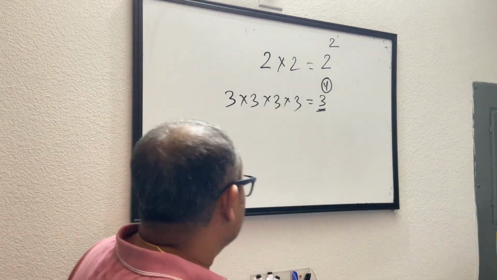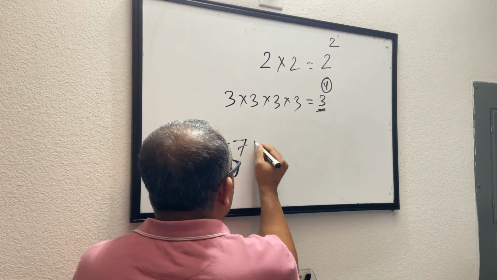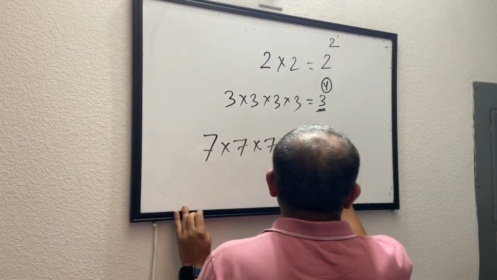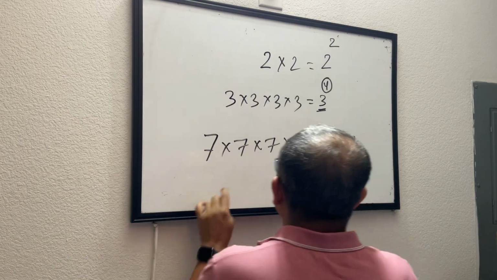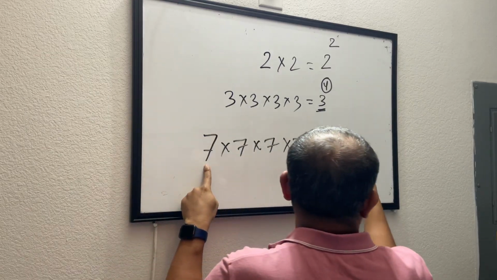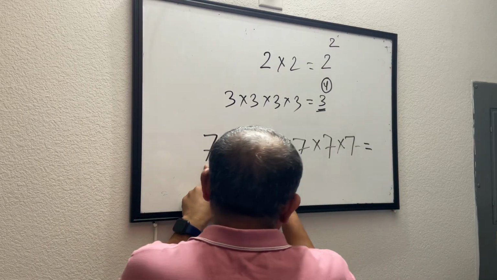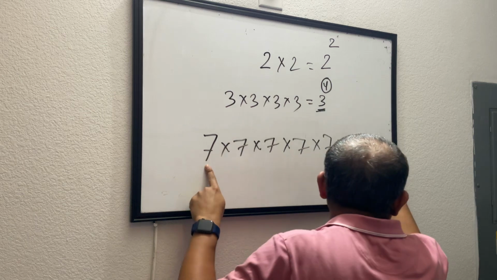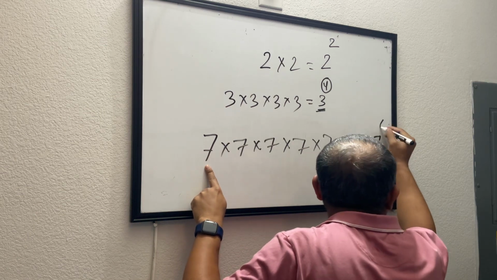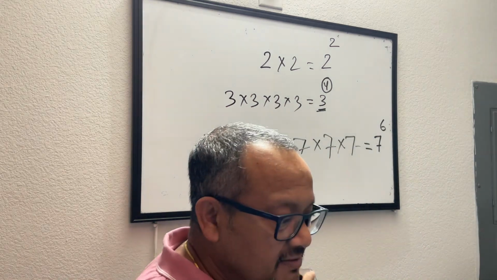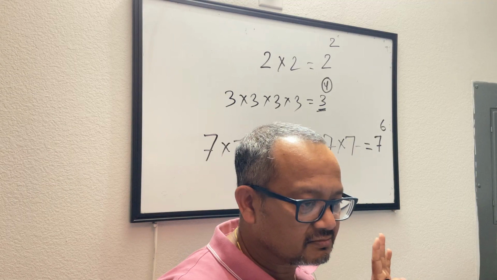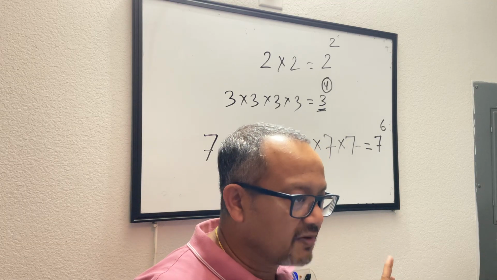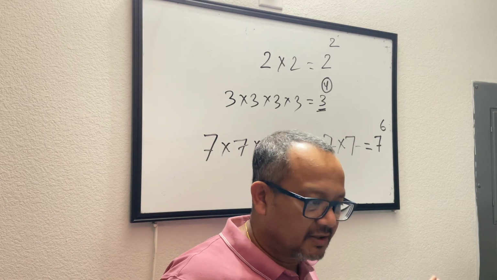Okay? So tomorrow if I say 7 into 7 into 7 into 7 into 7 into 7, how many times? 1, 2, 3, 4, 5, 6. So I'm multiplying 7 with itself 6 times. So 7 is my base and 7 to the power 6. That's what I'll say. Everybody okay with that? Yeah?